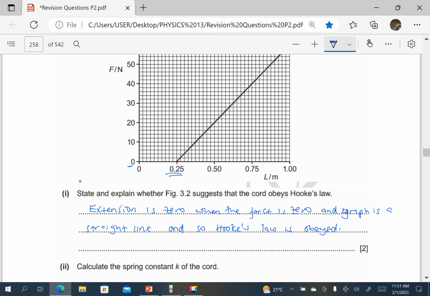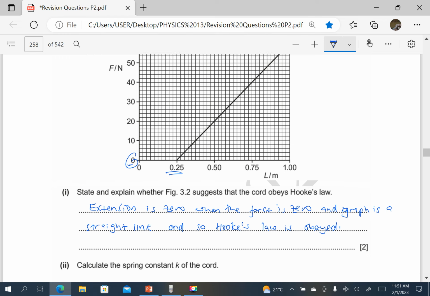Extension is 0 when the force is 0. We can see that the original length was 0.25. When the force is 0, the length is still 0.25. So it means the extension is 0 when the force is 0. And the graph is a straight line, and so Hooke's law is obeyed.